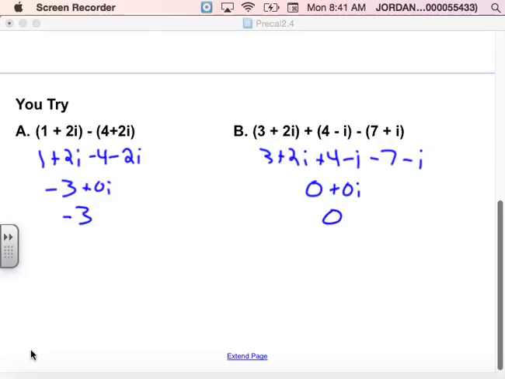Now, for the first one, you got to make sure you distribute the minus. So when you do that, combine your like terms, you get -3 plus 0i in complex number form, which simplifies to just -3. So that's just a real number. And then in B, you do the same thing, distribute your negative on the last complex number, 7 plus i, and then you combine all your like terms, and you actually get 0 plus 0i, which is just 0. So that's the complex number form of the number 0. So everything just cancels out.